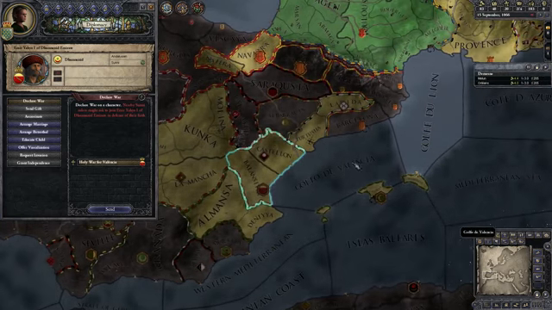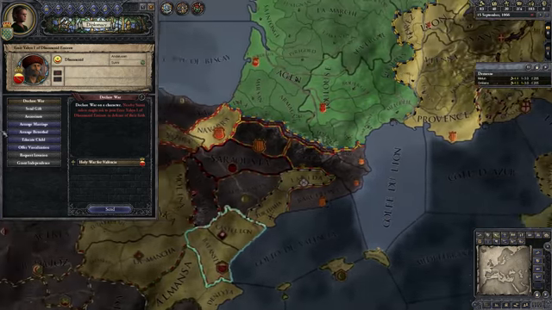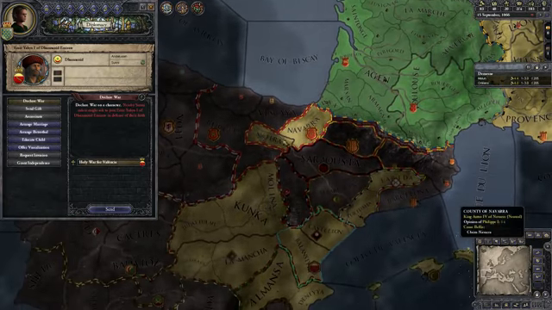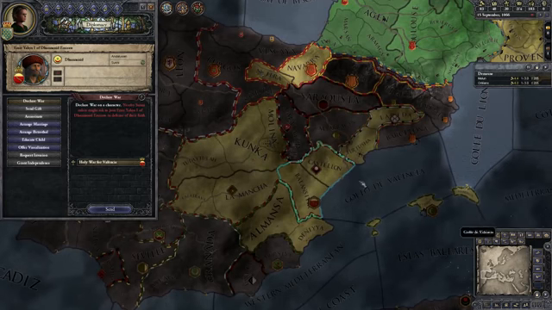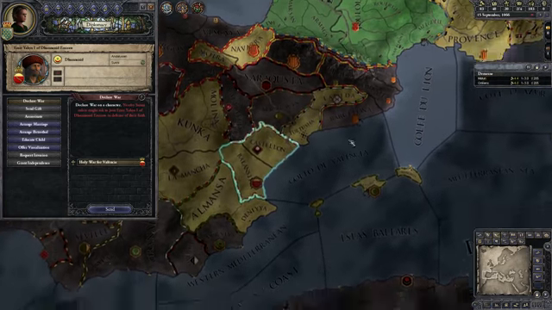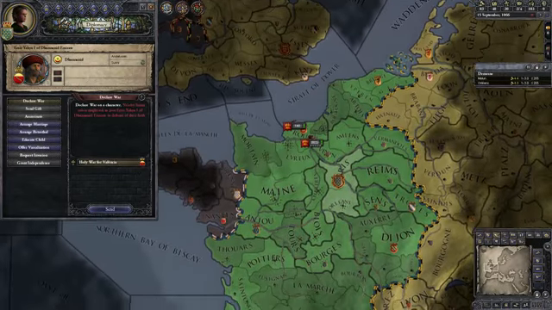Or within 2 sea tiles, or directly adjacent. That's the rule. So the reason I'm able to attack Devar is because he's my neighbor. The reason I'm able to attack these people is because they're within 2 sea tiles of my land. I don't have anybody right now that's directly bordering me.